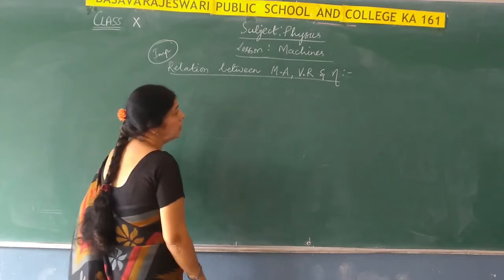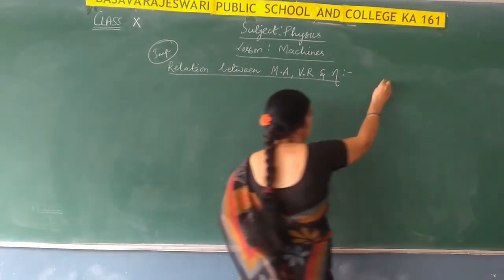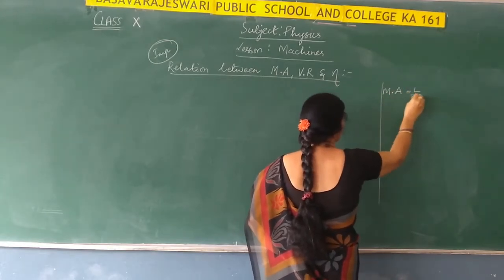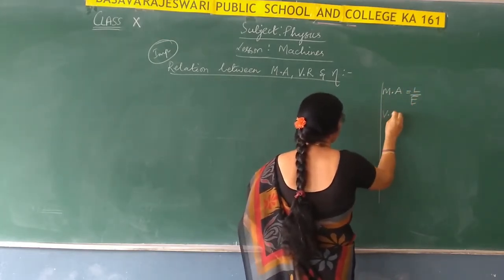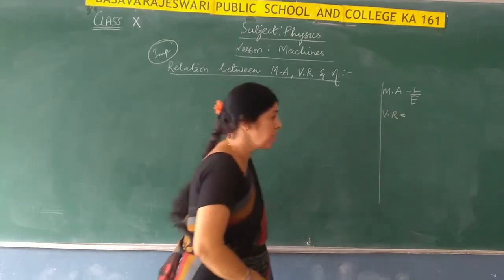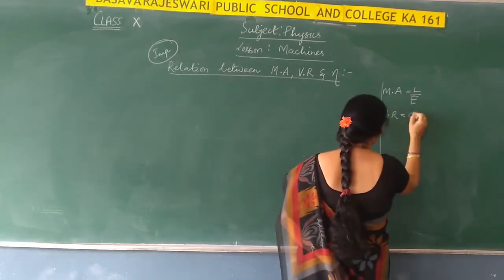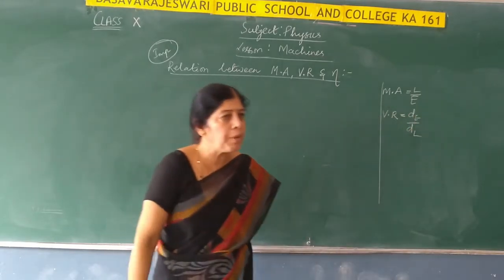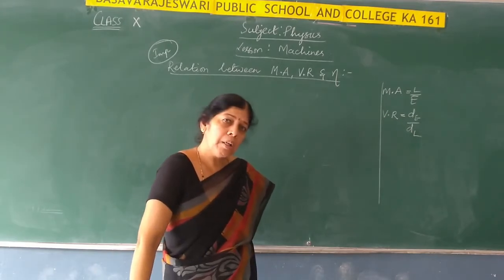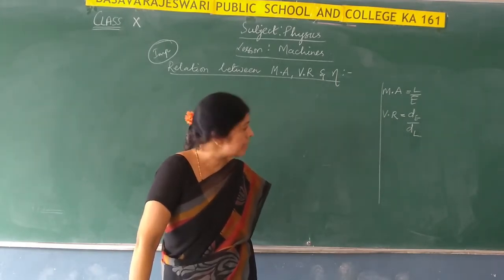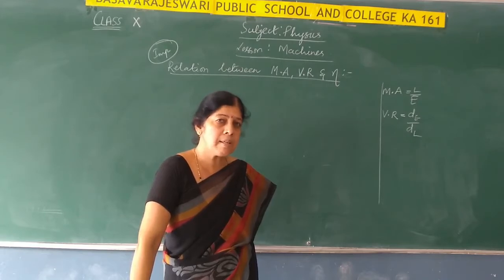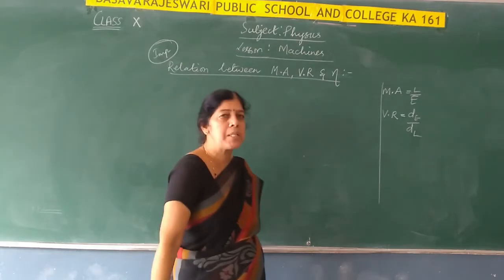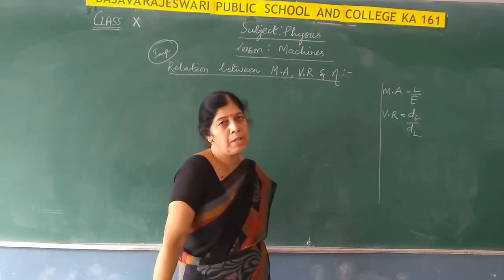Now, mechanical advantage, we know it is L by E, right? Mechanical advantage will be equal to L by E. Now, velocity ratio will be equal to how much? Velocity ratio will be equal to dE by dL, right? It is the ratio of velocities of effort to that of load, or you can express velocity ratio in terms of distances also, because velocity is nothing but distance by time taken. So it can be expressed as dE by dL, where dE is the displacement of the effort, dL is the displacement of the load.